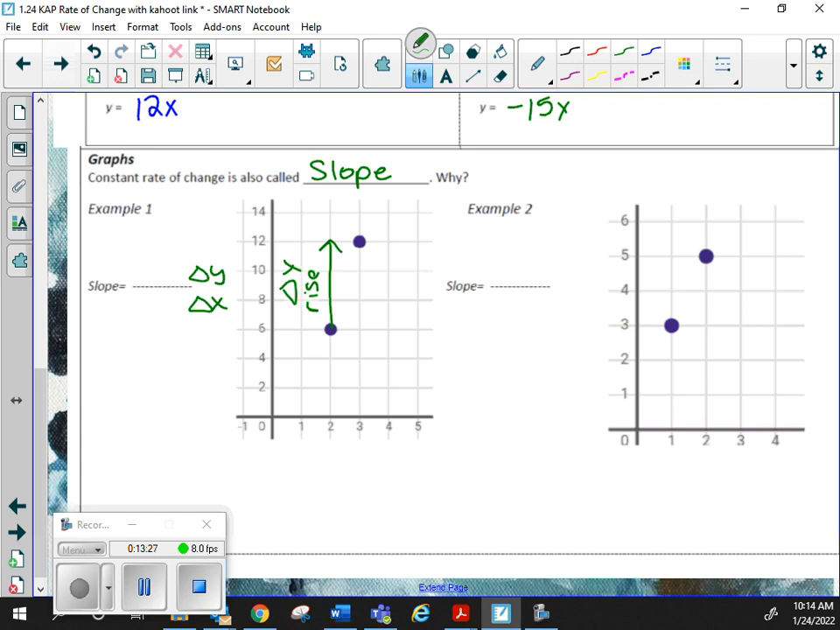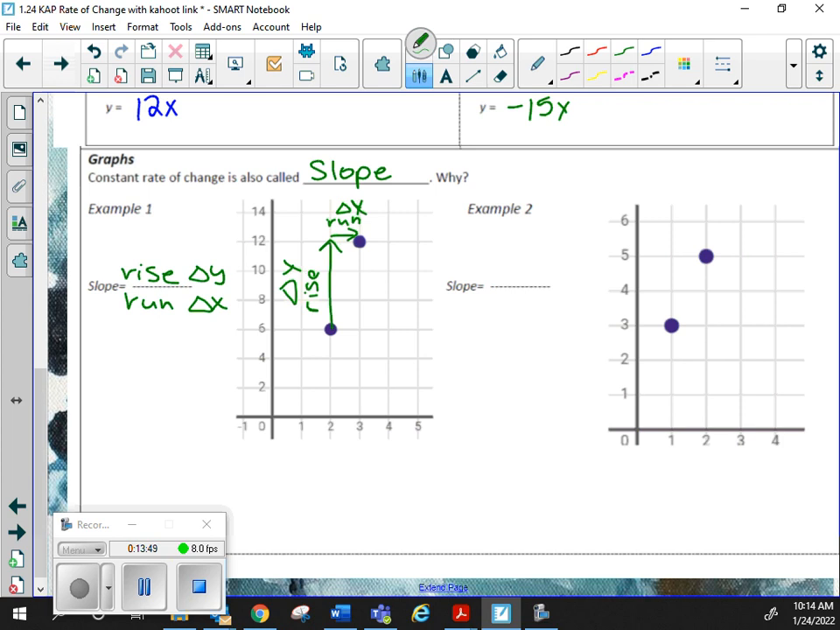Another way you could think of the change in y is how much does it rise. Change in x is how much it's changing side to side, which is my run. The change in x is the same thing as run. So some people call it rise over run.